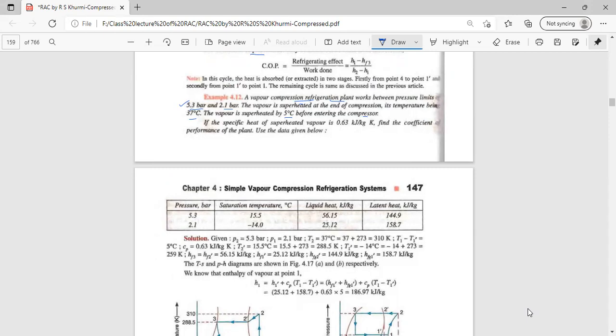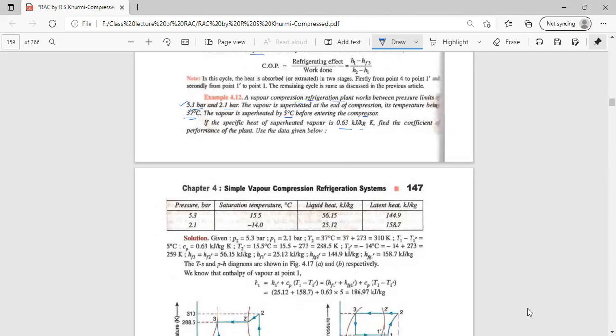So the vapor at the end of compression has temperature T2, that is 37 degrees centigrade, and the vapor is superheated by 5 degrees before entering the compressor. The specific heat of superheated vapor is given as 0.63 kilojoule per kg. We have to find the coefficient of performance.